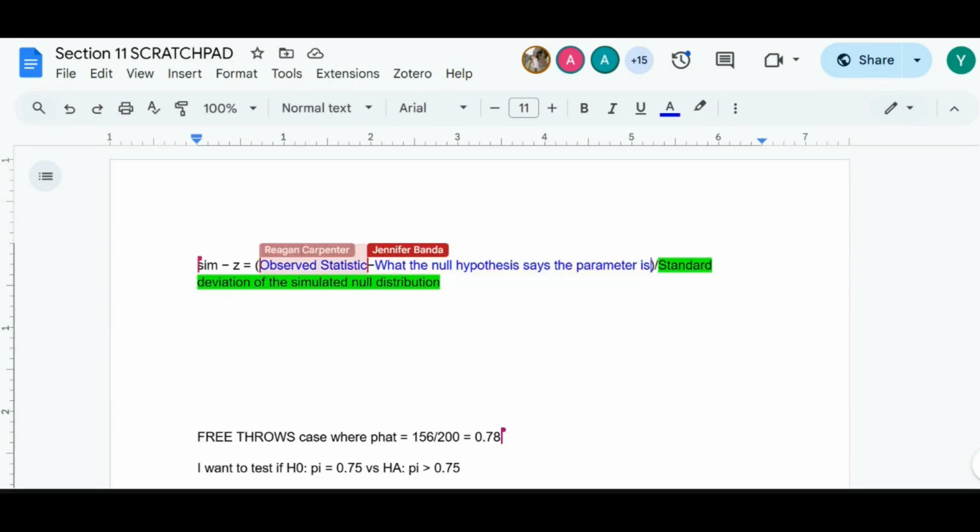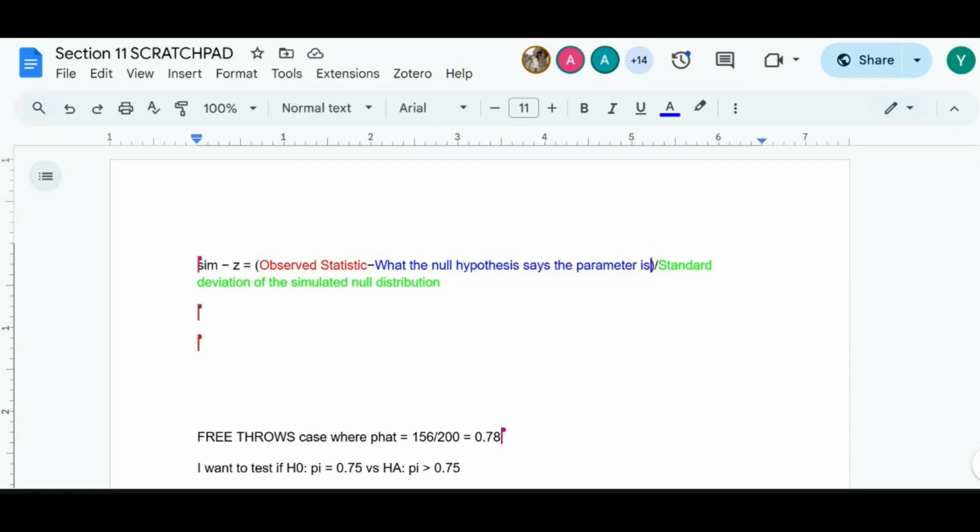What the null hypothesis says the parameter is, that's the one that's blue, because the word parameter is there. That's the pi value in the null. The observed statistic is always, always, always red, because you see it. It's observed. The parameter you don't actually know, you hypothesize. Okay? Does this help you? I hope so. Right? That's it. Put these 3 numbers in and then calculate SIMZ.